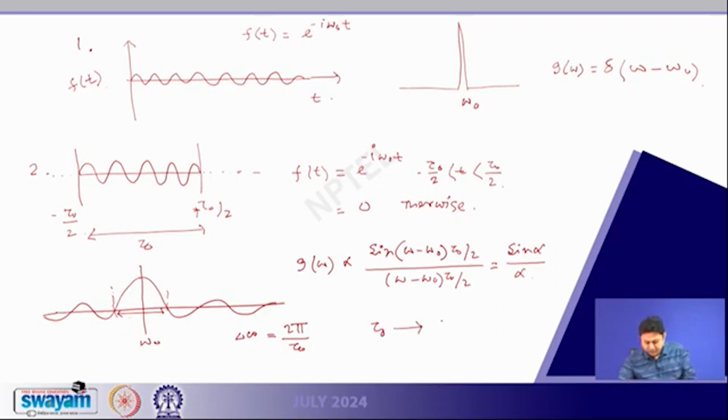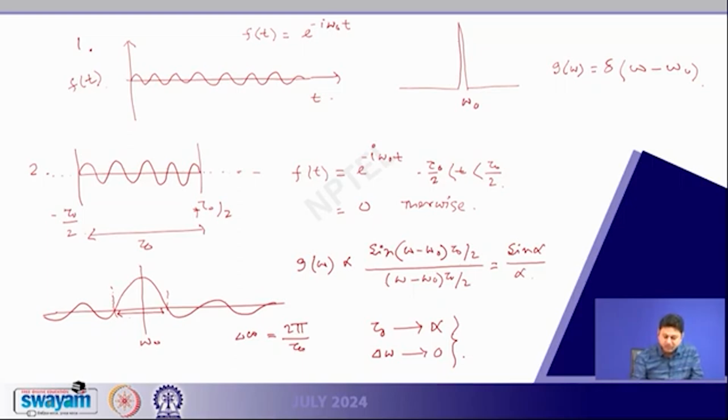Now it is interesting to note that if tau naught goes to infinity, what is the meaning of that? It means the finite harmonic wave we have is no longer finite; it goes from minus infinity to plus infinity. So this reaches the actual case. Then this delta omega, the frequency width of the source, goes to 0. So that is the relationship between case 1 and case 2.